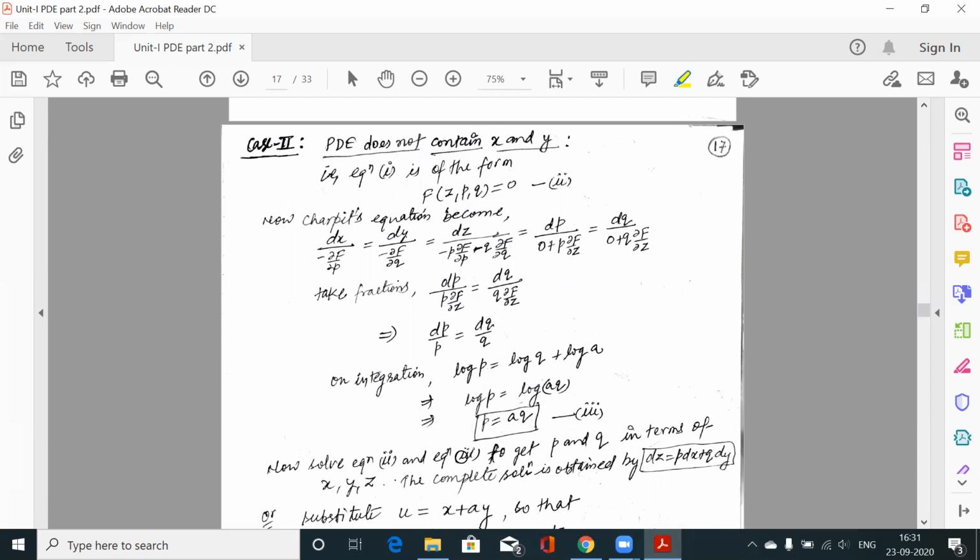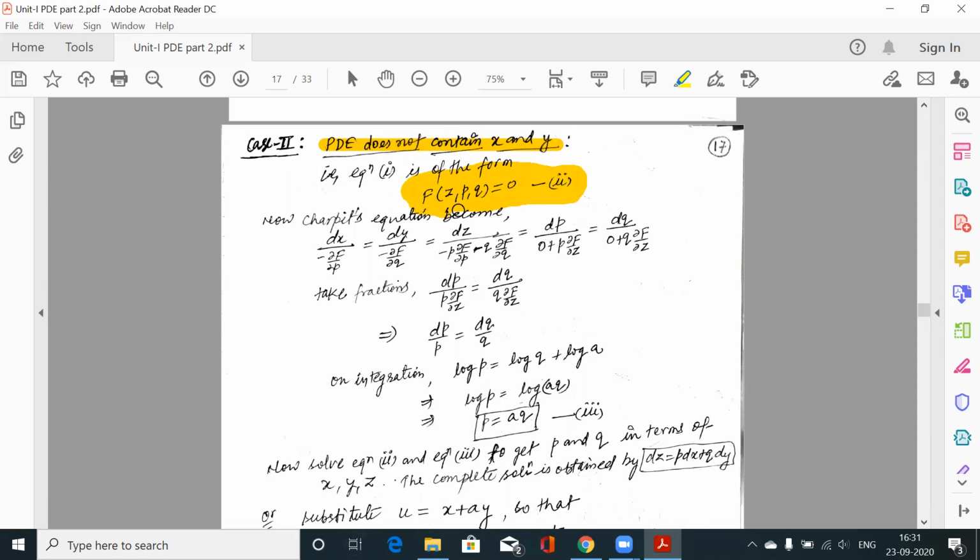Now the second case, where the PD does not contain x and y, but it may contain z. पहला वाला केस में x, y, z तीनों नहीं होना चाहिए. सेकंड वाले केस में z हो सकता है, but x, y नहीं हो सकते. So in this form, the equation is in this form: f of z, p, q is equal to 0. So x is not there, y is not there.